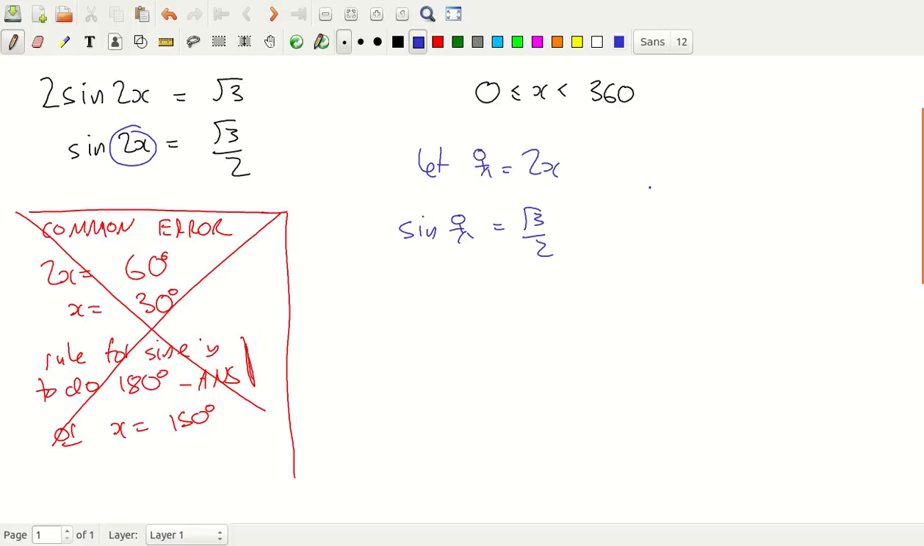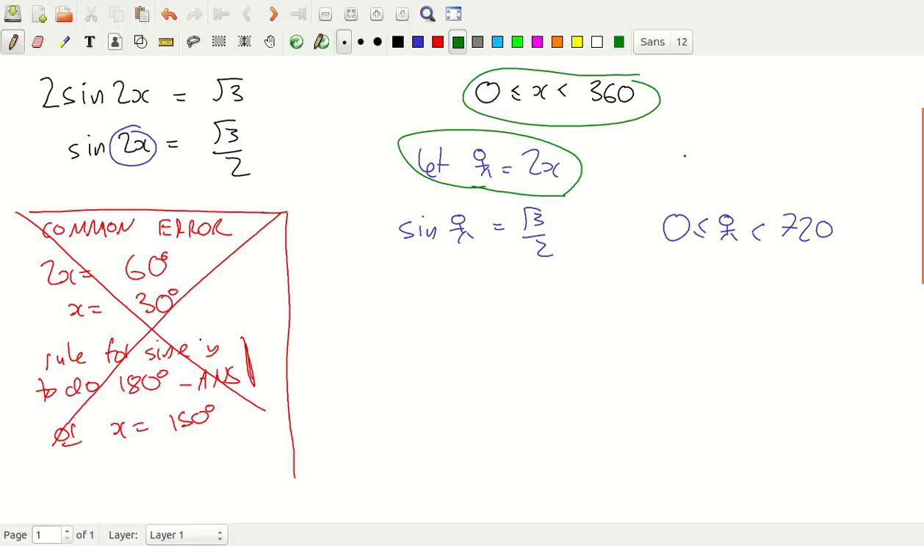And here's the important bit, you have to adjust the range. So I was told that x is between 0 and 360. So the smallest x can be is 0 degrees. So if stickman's 2x, then I guess the smallest stickman can be is also 0 degrees. But if x is less than 360, then I guess 2x is actually anything up to 720 degrees. So it's really important to take a minute to make sure you understand how I've used this definition and this range that we were given to get a new range for stickman. And now this is a familiar problem, now I know how to solve this.